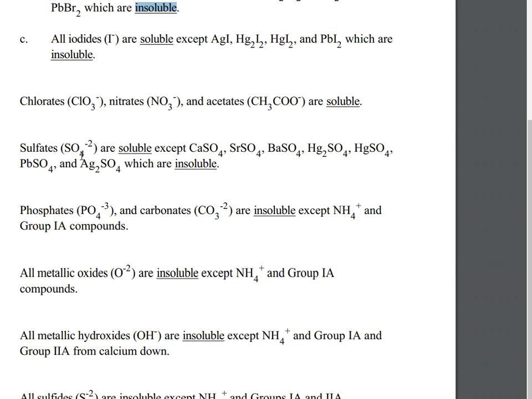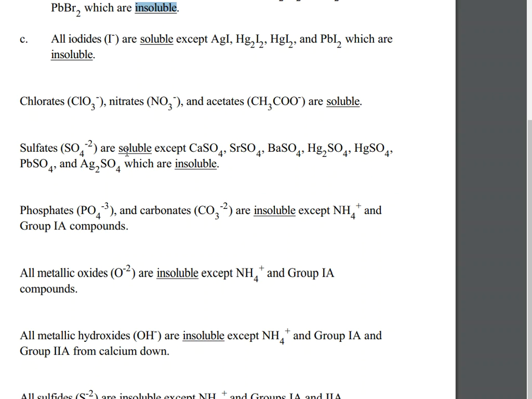Number 4, sulfates, SO4s, are soluble, except calcium, strontium, barium, mercury, lead, silver, and those are insoluble. Oh, okay. So now we've broadened what can precipitate out.